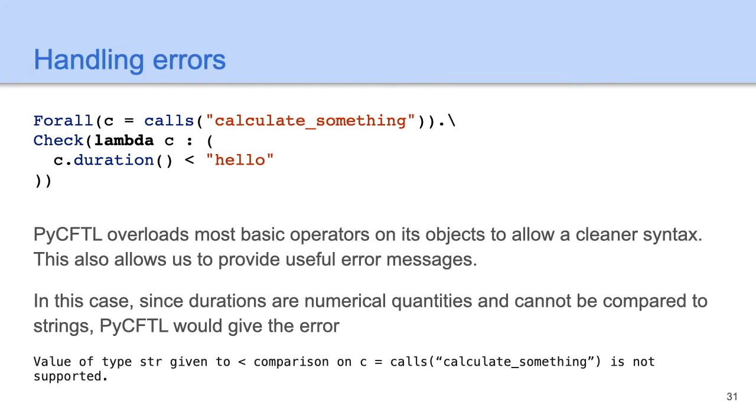For example, in this specification, we capture all of the transitions that are calls of the function calculate something, and then we measure the duration, but then we compare that to a string. So this is clearly not a correct specification. Because of the way that PyCFTL is defined, we can detect this and give the error here that you see.